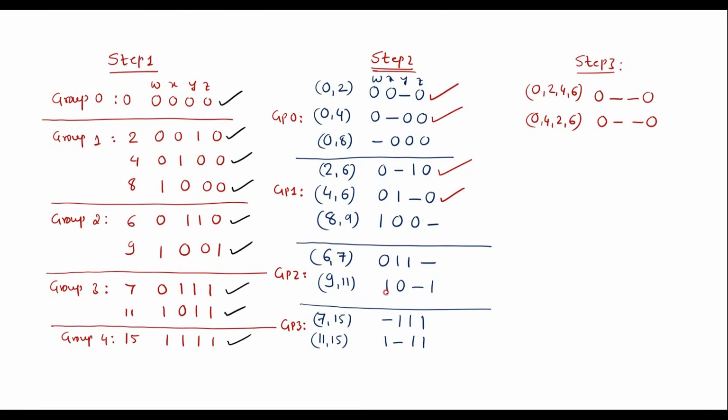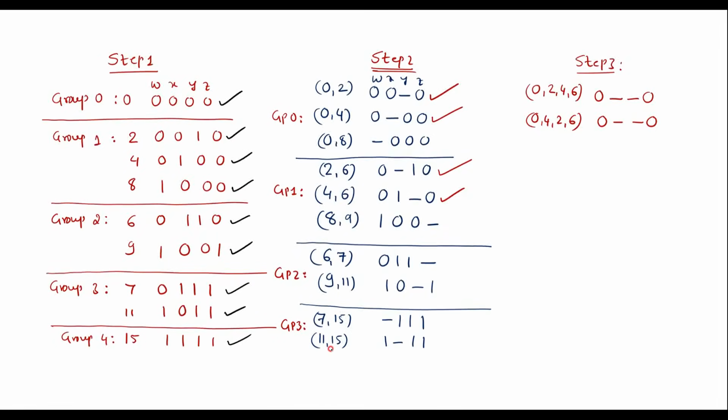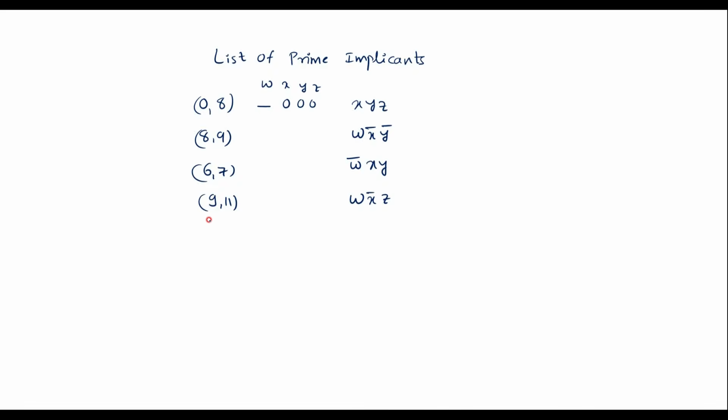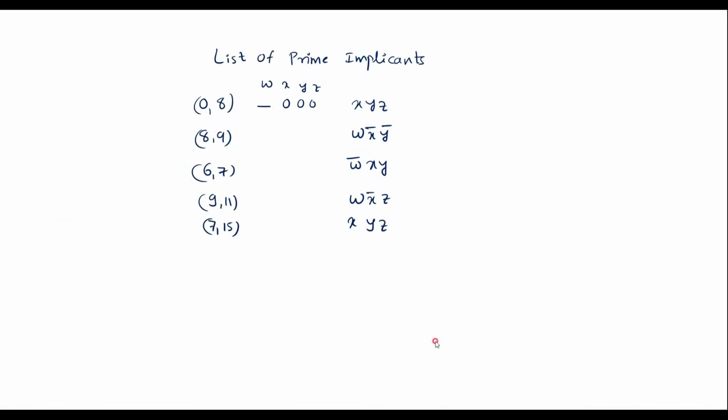Similarly, we have 9, 11, which is w x bar z. That is 9, 11, which also does not have a check mark. Here 7, 15 and 11, 15 also do not have check marks. Let me write 7, 15, which is x y z. Similarly, 11 and 15 is w y z.